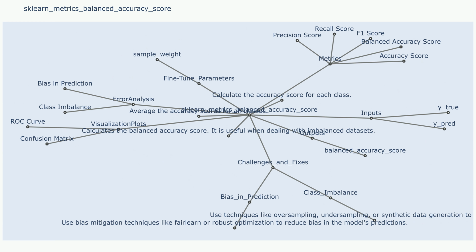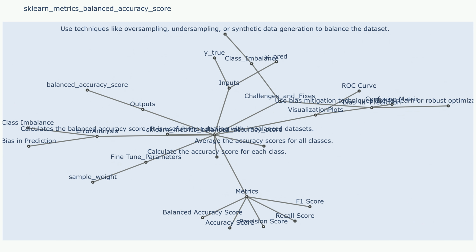Visualization plots. Confusion matrix. This plot displays the predicted versus actual labels for all classes. It provides a visual representation of the model's performance on each class. Precision recall curve. This plot visualizes the trade-off between precision and recall for different classification thresholds. It can be helpful for evaluating the model's performance across various thresholds.